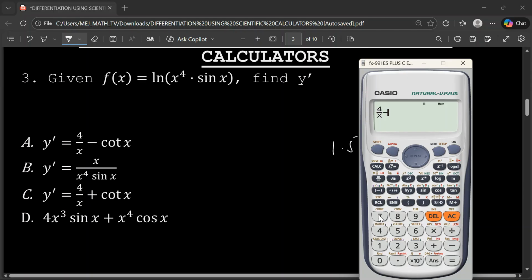minus cot x, and that is equal to 1 on tan x. Then we evaluate it. The answer is 2.45, which is not 1.54. And so option A is similar to option C. So we are going to commit some changes. This time we make it plus and evaluate it. The answer is 1.54. So option C is the correct option for question 3.